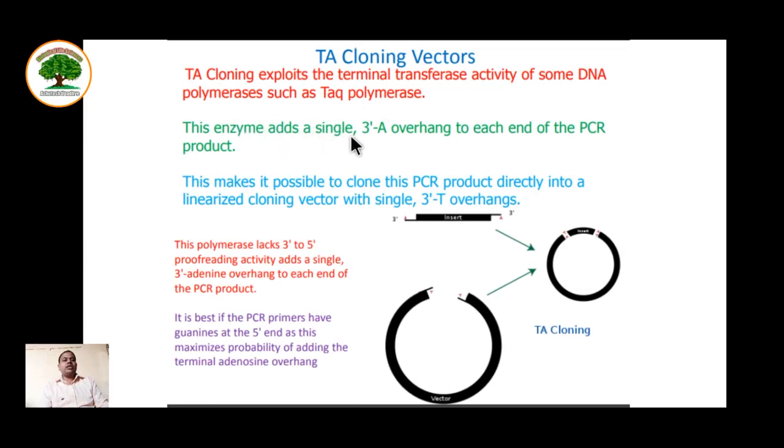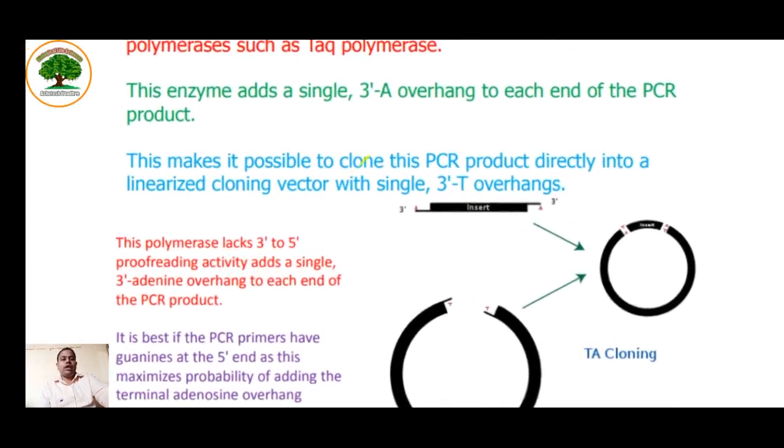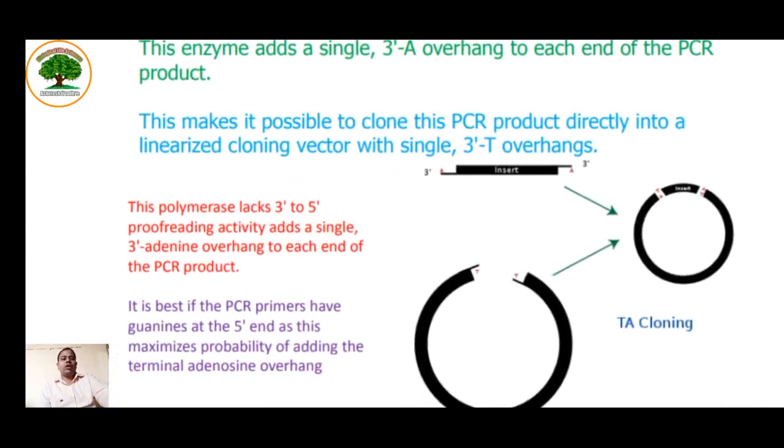This enzyme adds a 3' A overhang, that is an adenine overhang, to each end of the PCR product. What will happen due to this? This makes it possible to clone this PCR product directly into the linearized cloning vector with a single 3' T overhang. So there will be a 3' A and a 5' T overhang on both sides of the double-stranded DNA of the PCR product, and this helps in circularization of that, and it is very easy to clone also. This polymerase lacks 3' to 5' proofreading activity and adds a single 3' adenine overhang to each end of the PCR product.